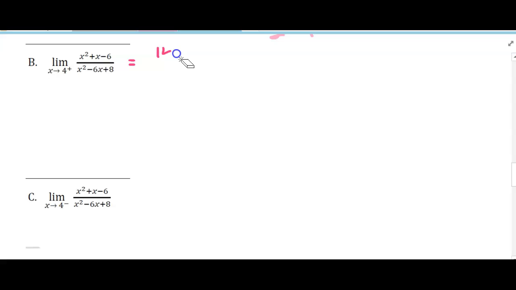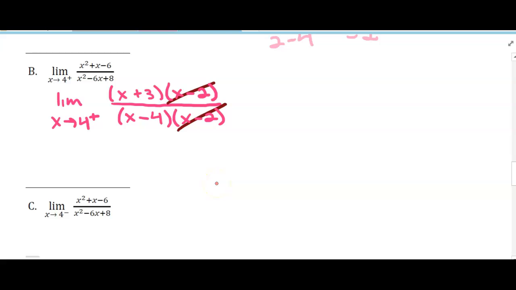Which means we're going to our next step. Let's try and see what happens when we factor. We already factored this in letter A, so I went ahead and copied it down. Again, I canceled out the factor of x minus 2 that was in my numerator and denominator.